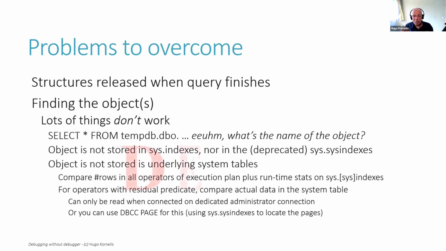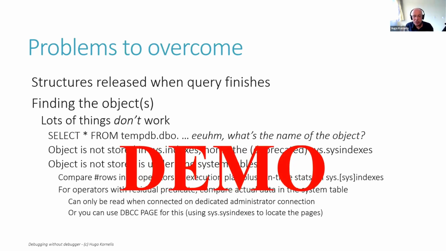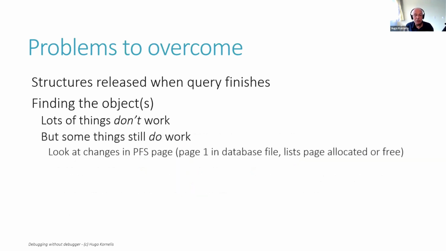So objects like the page free space, yeah, that's the demo I just did, sorry. Objects like page free space should still be maintained because the page is not free anymore when it's used for this work table. So that was my next approach, to go to the PFS page and use that to detect differences. Find a page that was not allocated before you ran the query that is allocated now, and that is very likely to be a page that belongs to this spool, to the work table for this spool.